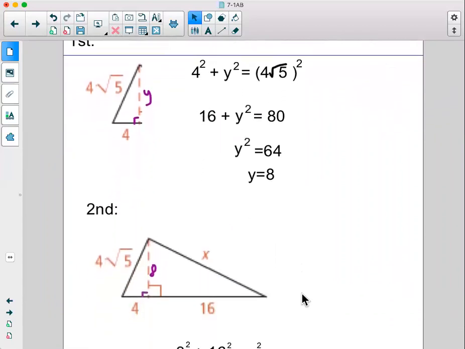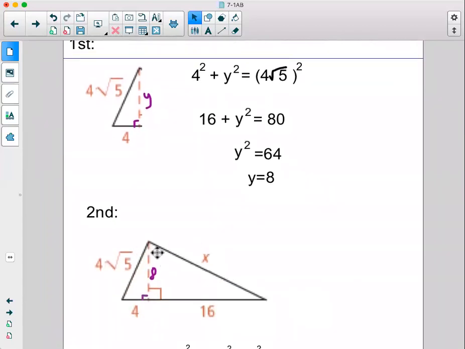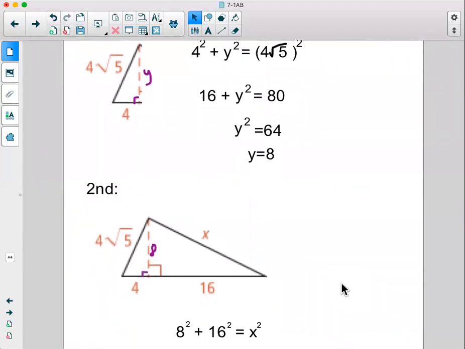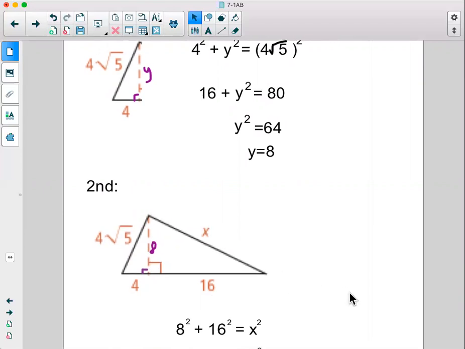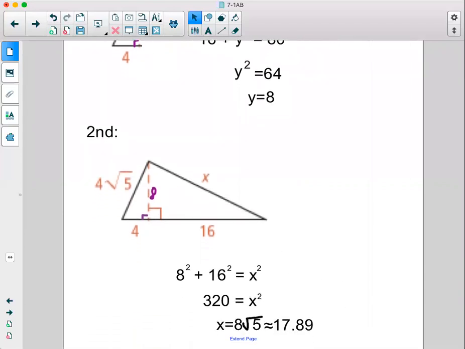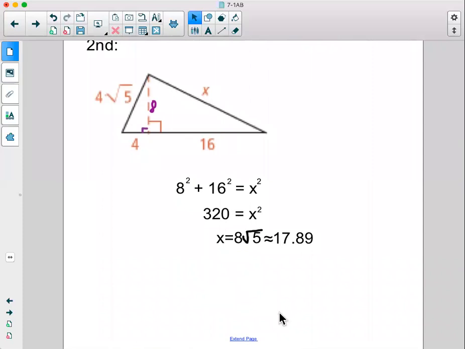Okay, then we can do our second round because now we know that the altitude's 8. So that allows us to hop inside this triangle on the right and use Pythagorean theorem to finally find x, which is what we really wanted. Now we know leg squared plus leg squared equals our missing hypotenuse. And we can solve for x.